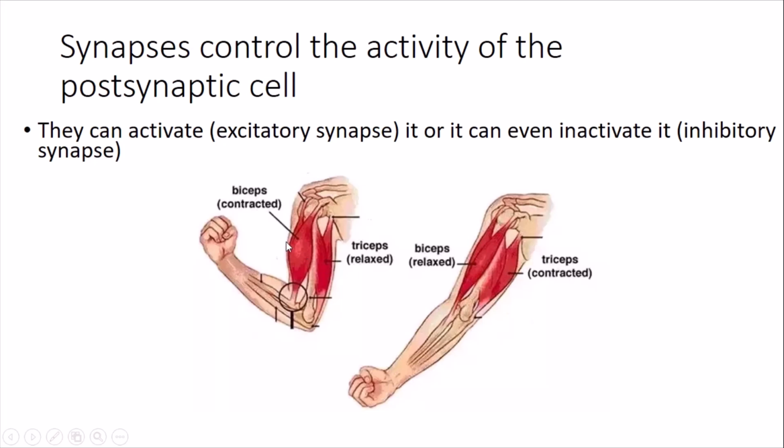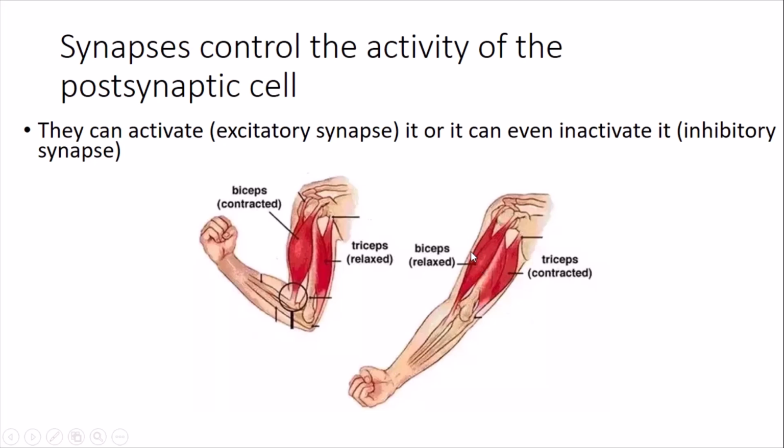So when this muscle is contracted, this means that somewhere in the synaptic circuit and the neuronal circuit connected to it, there is activation, so we have excitatory synapses. At the same time, the other one has to be relaxed in order to allow the arm to go in this direction. So this triceps, somewhere in the neuronal circuit connected to it, there is inactivation, which we call an inhibitory synapse. The same idea here.